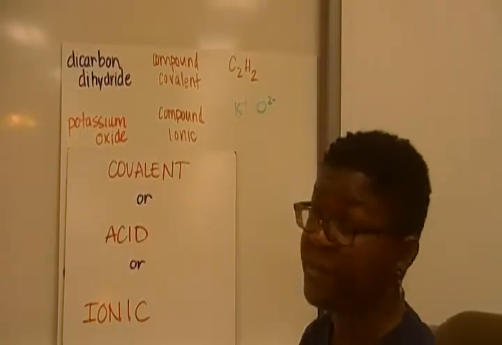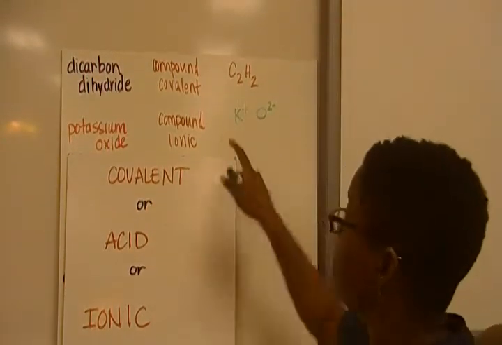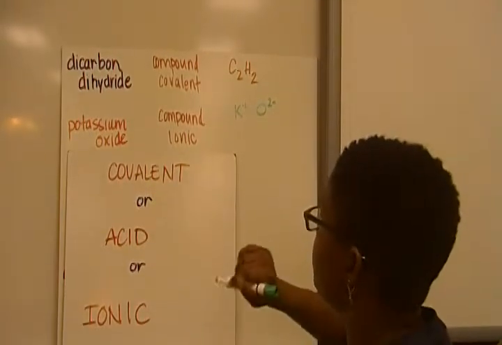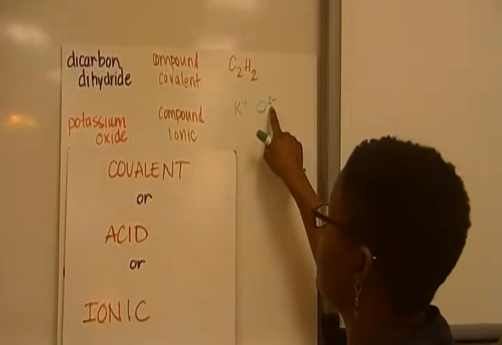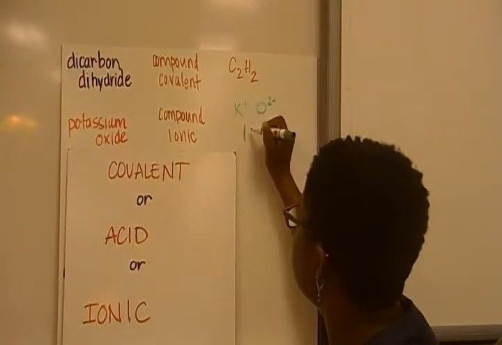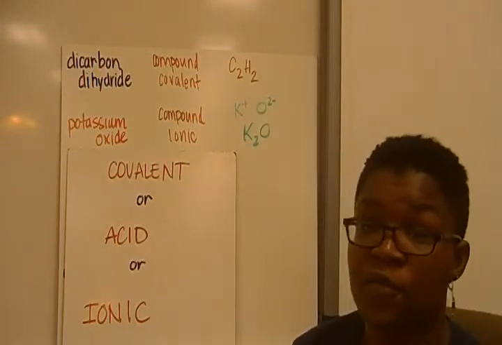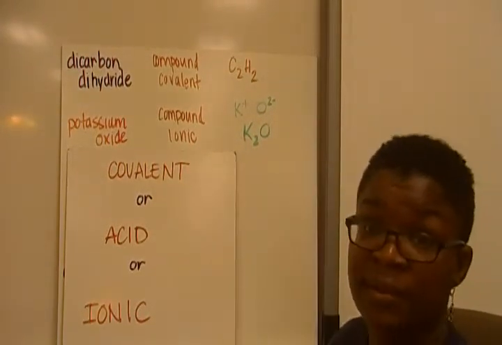Now, all compounds have a zero charge. They are neutral. So we have to put these two together so that we get something that's neutral. So we'll need two pluses to cancel out the two negative. So the proper formula of this one is K2O. Notice that our final formula has no charges sitting around it.